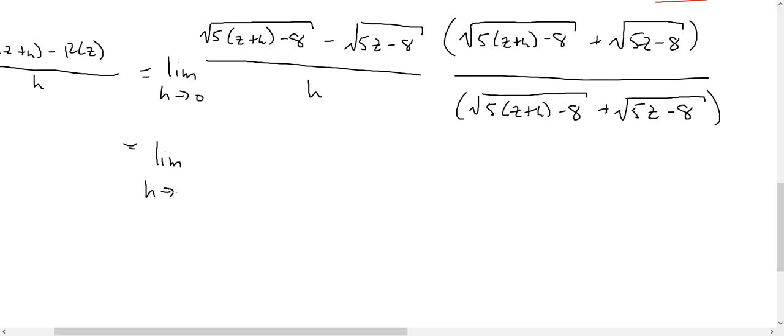So we have the limit as h approaches 0 of this is one term, and this is going to be another term. So all we have to do is FOIL this out. Our first terms multiplied together are these two. So we have the square root of something times the square root of the same thing. That's just going to give us the thing under the square root, so we have 5 times z plus h minus 8.